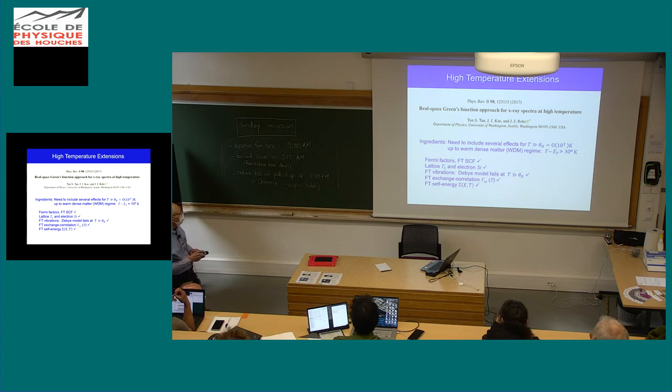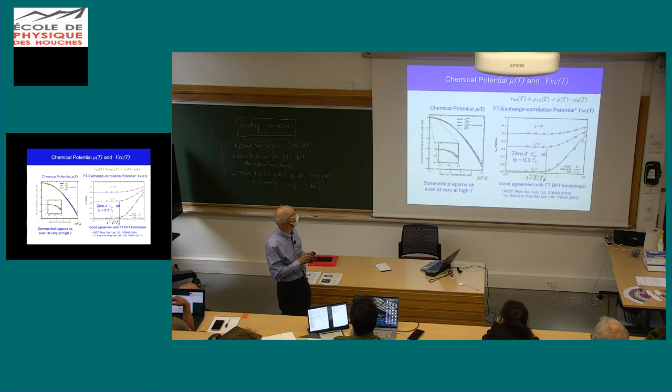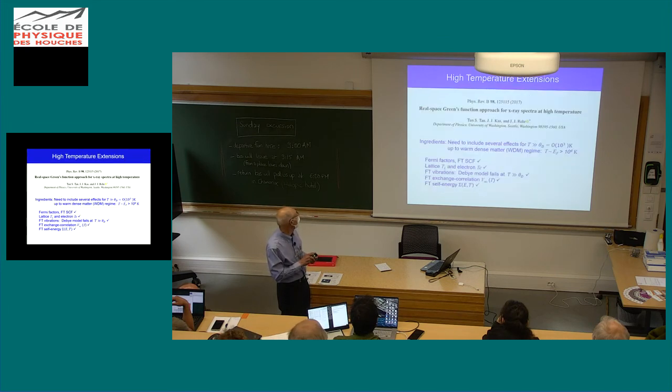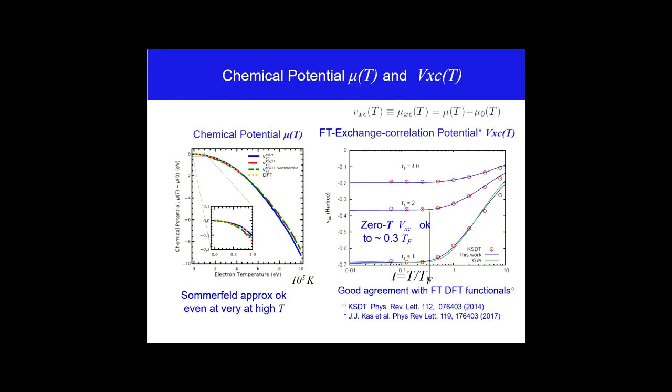And you have a non-equilibrium problem to deal with. Everything else changes. You need finite temperature self-energies, exchange correlation, and Fermi factors. This is published now, by the way. Oh no, this is not 2017. I have the wrong one. This is 2021. It's just out. Okay, what are the ingredients?